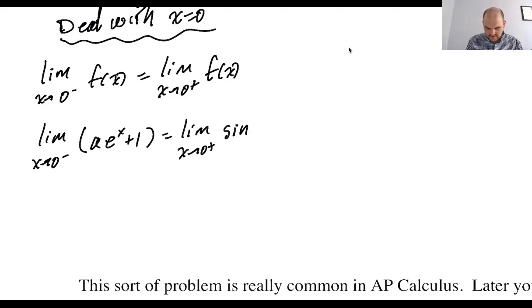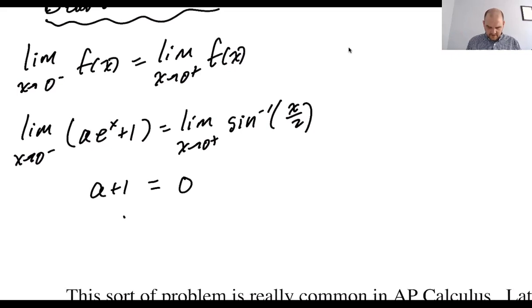You're going to have to remember your sine inverses, but that's probably not a problem. All right, so these are continuous functions, the limit equals the value of the function, which means I can evaluate both of these limits by just using substitution. So this will be a e to the 0 is 1, so it's a plus 1 equals the inverse sine of 0. The inverse sine of 0 is 0, right? Because the sine of 0 is 0. So this will be 0. So now I know that a equals -1.